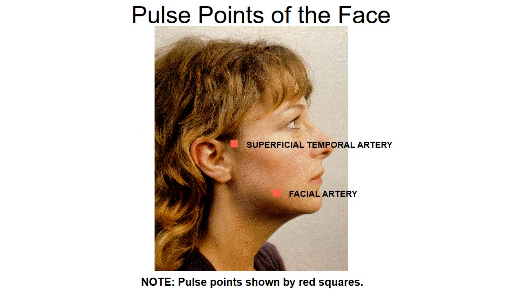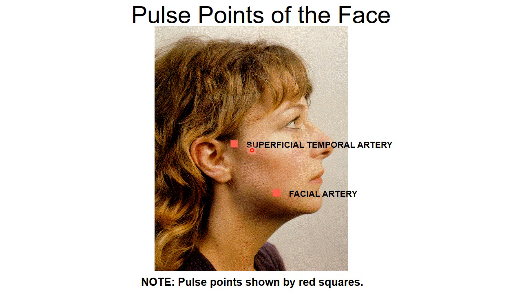Okay, and so these are our pulse points of the face. Again, the facial artery is passing this way onto the face right about here. Right about here is where it crosses the inferior border of the mandible and into the face. That's the pulse point for the facial artery. And then right here, directly anterior to the ear, is the pulse point for the superficial temporal artery.